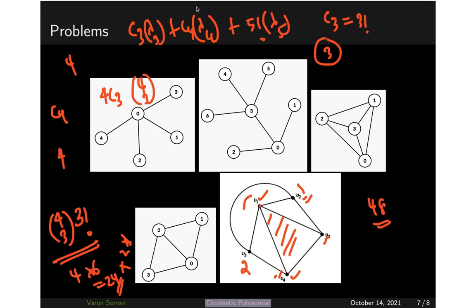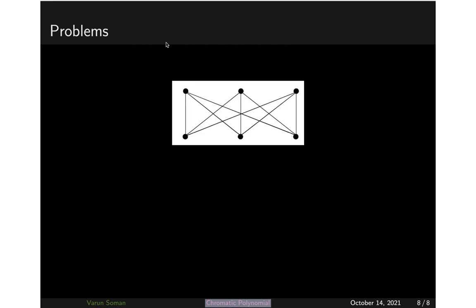When you simplify this, it was 3 factorial into lambda C3, plus 48 into lambda C4, plus 5 factorial into lambda C5. So you can simplify the results and then write down the final answer. Very simple thing. You can do some problems here also.